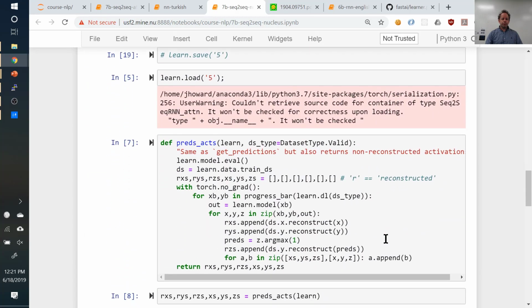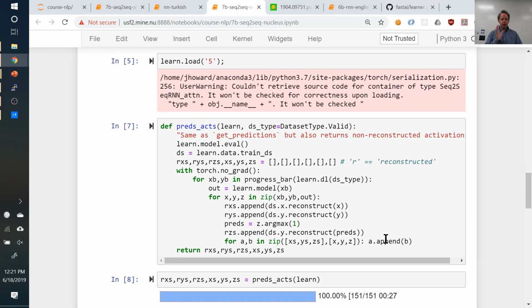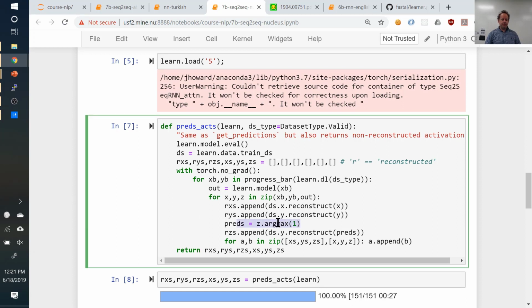And so I took the get predictions function that we just looked at, with that argmax thing. But I also added in the actual raw activations, the raw probabilities. So rather than giving us back 3 things, the reconstructed X, Y, Z, it also gives us the pure probabilities. And that lets us now write our own inference decoders.